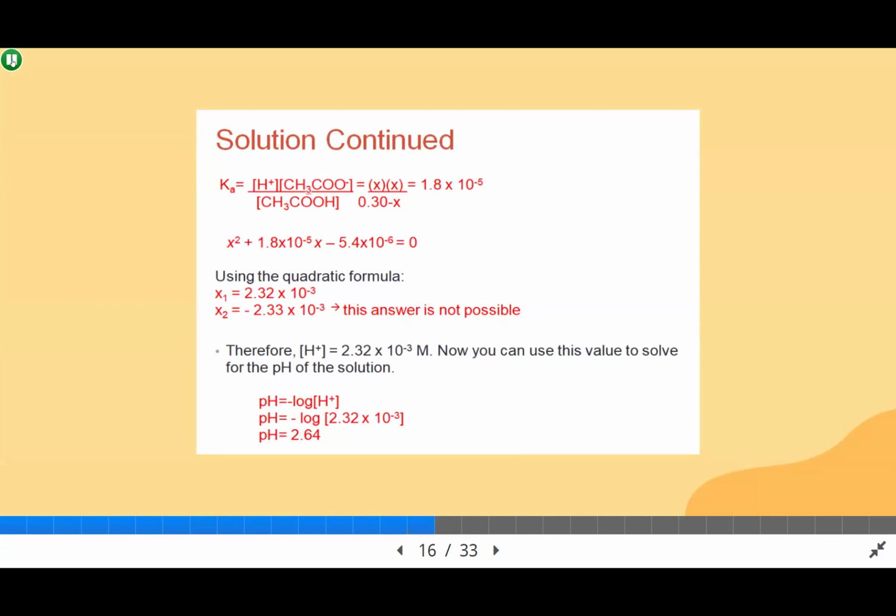So we have our formula. We get x squared plus 1.8 times 10 to the negative 5 x minus 5.4 times 10 to the negative 6 equals 0. We can use our quadratic formula, and when you use that, you get two possible options for x. The negative one is the one that we're going to omit. It's not possible to have a negative concentration. So therefore, the concentration of H plus is 2.3 times 10 to the negative 3. Now we can use our logarithmic formula to find the pH. We plug that in for negative log H plus, and we get a pH of 2.64.